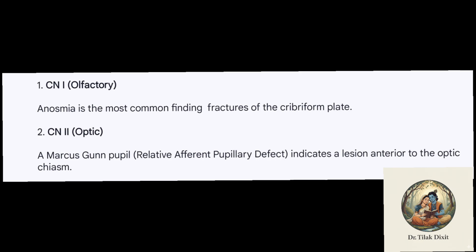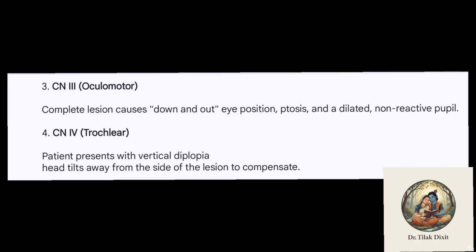Now cranial nerve 3, that is the oculomotor nerve, you have to find three things in the question. First is the position of the eye, that is the down and out position of the eye, along with the ptosis, and third is the dilated non-reactive pupil. If we find these three things, it is clear-cut injury to cranial nerve 3.